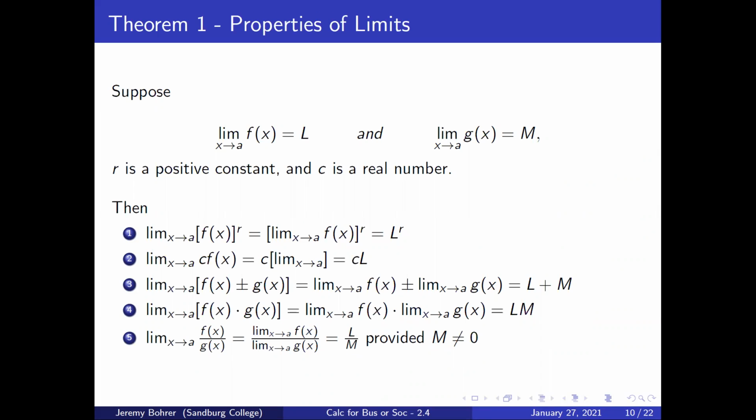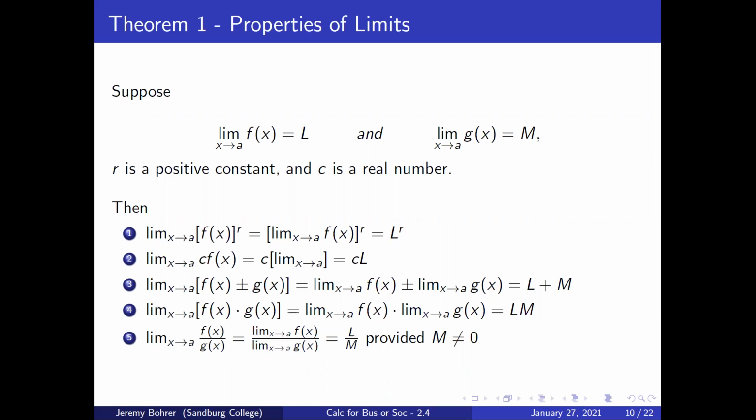Theorem 1, properties of limits. Suppose the limit as x approaches a of f of x equals L, and the limit as x approaches a of g of x equals M. r is a positive constant and c is a real number. Then, the limit as x approaches a of f of x to the r power equals the limit as x approaches a of f of x, all to the r power, equals L to the r. The limit as x approaches a of c times f of x equals c times the limit as x approaches a of f of x, equals c times L.